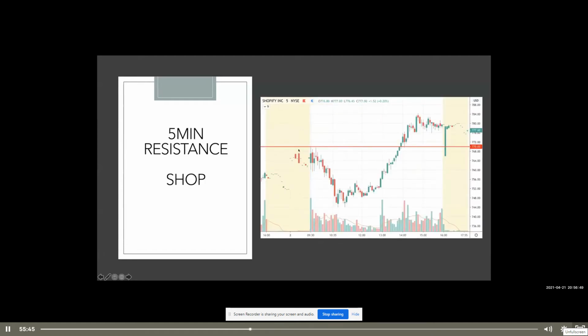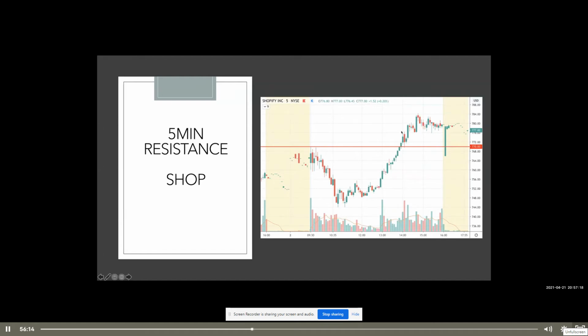5-minute resistance for SHOP. You can see very early in the morning, SHOP rejected 770 twice, once right on the opening candle, then came up 10, 15 minutes later, tried to hit that 770 again, and rejected off of it again. Later in the afternoon, around 1, 2 p.m., it was able to clear that 770. It had enough buying pressure, and it broke 770.